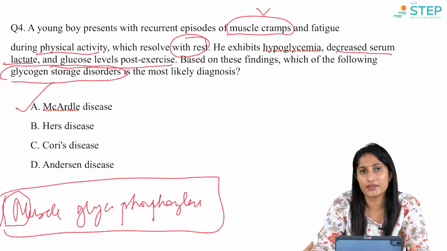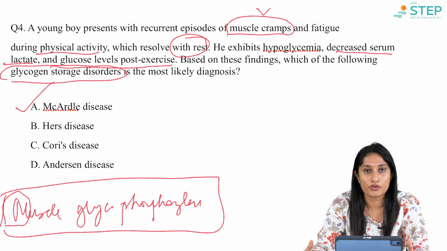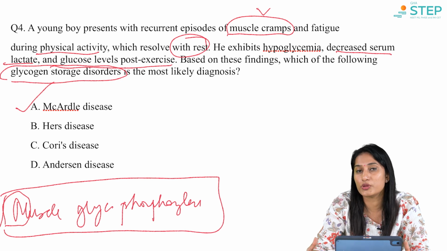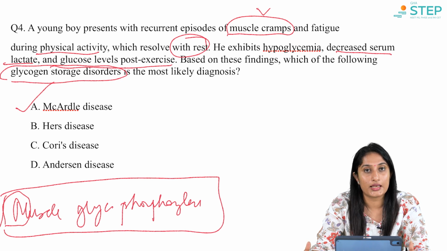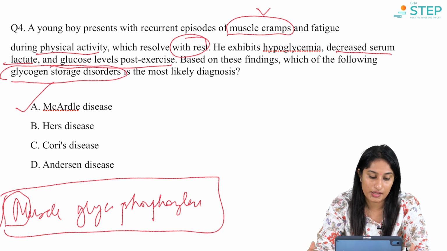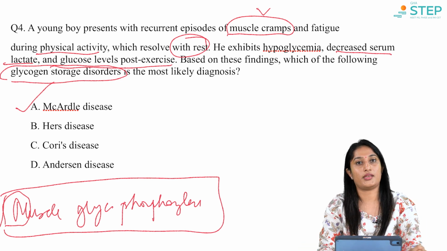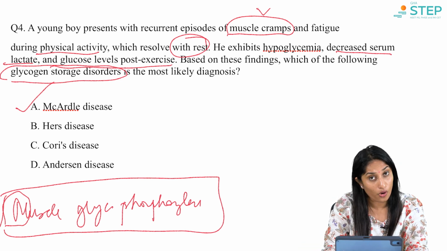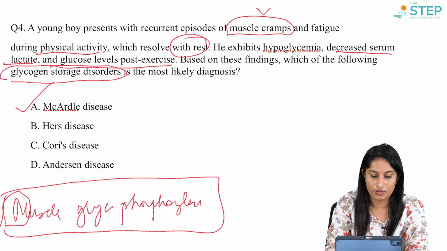Physical activity, that is not going to happen with this because it's a very fast process. So, the first requirement generally would be glucose, but that is not happening in this particular scenario. That's why the case is McArdle's disease. The deficient enzyme is muscle glycogen phosphorylase. Why not the other options? Yes, all four belong to the group of glycogen storage disorders.